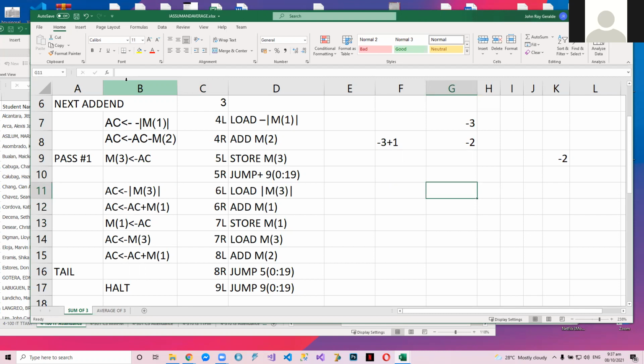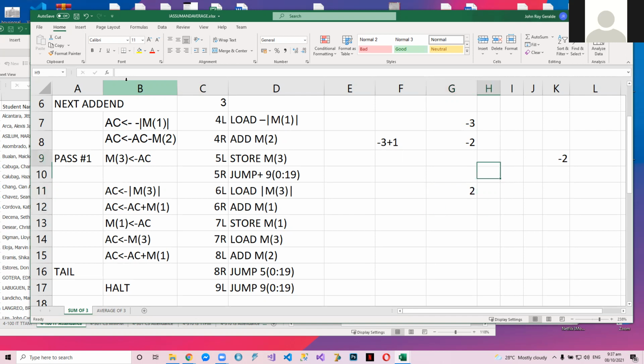Now this M3 is a load absolute, okay? Load absolute of M3. So we will have 2 because we are going to load the absolute value. Now, if the instruction set of the computer does not include an absolute, it's easy to compute. You just compute the negative of the negative, no? And then you can even do a check. If it's a negative value, you can do a check using a conditional jump. Okay, so load M3, absolute of M3.